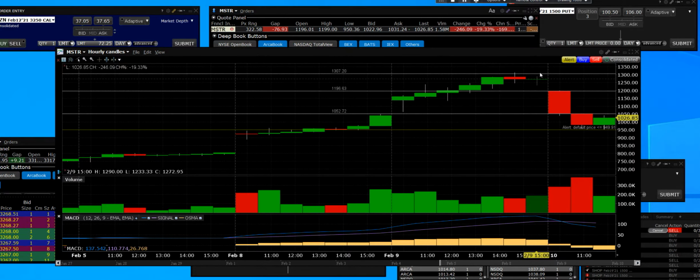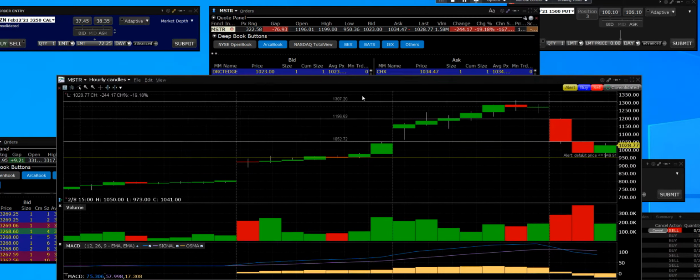But we had stayed out of the way because this thing has been on a rip, and we used to trade it back in 1999, year 2000, '98. MicroStrategy was the bull, and it showed up again. This is an hourly time frame.